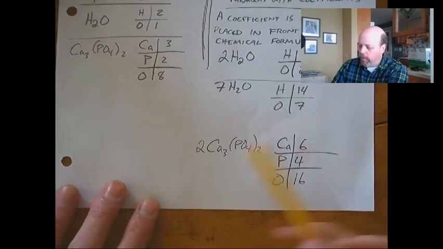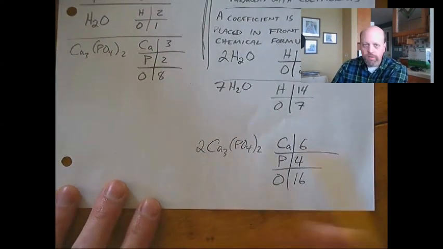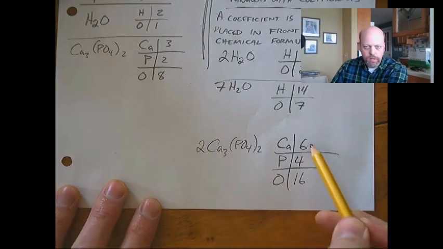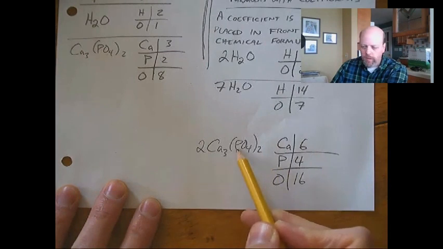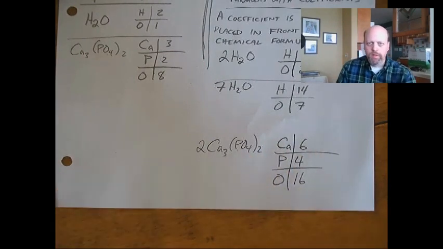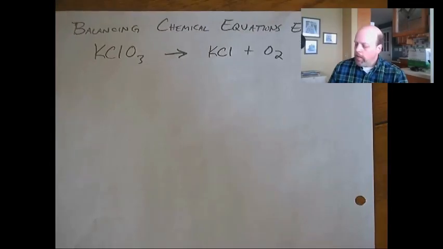It's a multiplier. What if we had a multiplier in front of the calcium phosphate? So we've got 3 calciums in the formula, times 2 is 6. Similarly, we have 2 in the formula for phosphorus, times 2 is 4. 8 for oxygen, times 2 is 16. And that's how the coefficients work in front of chemical formulas. All right, so moving on.